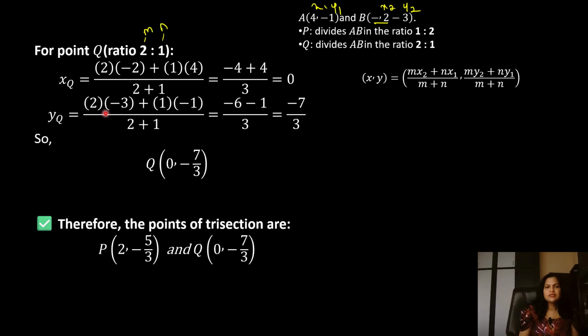2 3s are 6, minus 6. Plus 1 into minus 1 is minus 1. Divided by 2 plus 1 is 3. Minus 6 minus 1 is minus 7 by 3. Q coordinate is 0, minus 7 by 3. Therefore, the points of trisection P and Q are: P is 2, minus 5 by 3. Q is 0, minus 7 by 3. This is the solution.